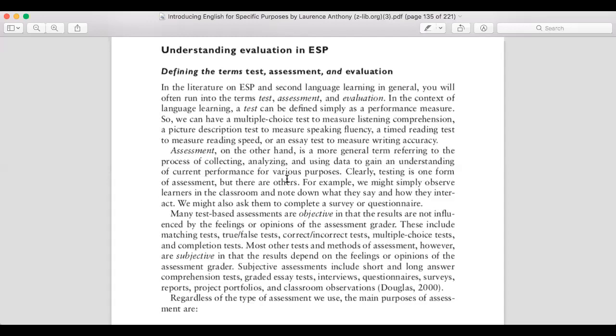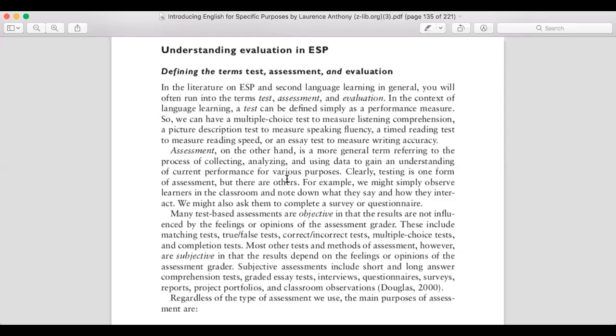We would go to defining evaluation also, but let's talk about this. Test-based assessments can be of two kinds. One is objective and the other is subjective. Now, the objective tests or objective test-based assessment, these are not influenced by the feeling of the grader. Okay.